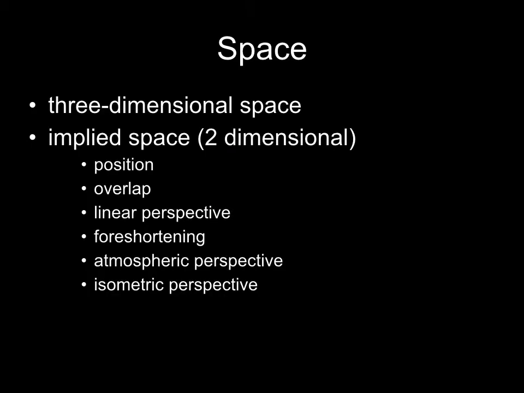The next element of art that we're going to talk about is space. Space is three-dimensional, meaning we actually see space, but there's also something known as implied space or two-dimensional space. This can be made through position, overlap, linear perspective, foreshortening, atmospheric perspective, or isometric perspective.